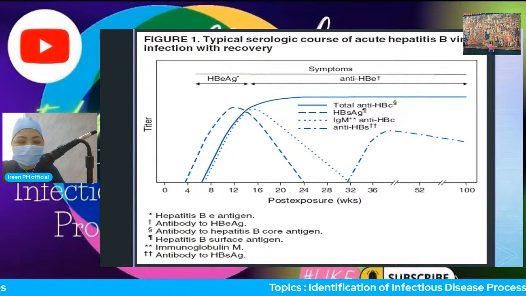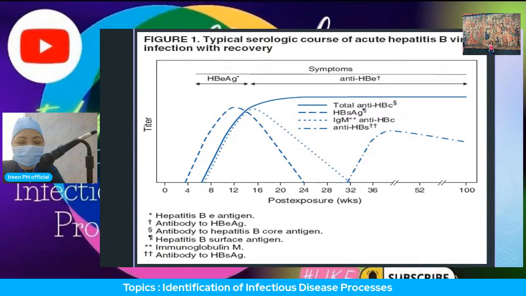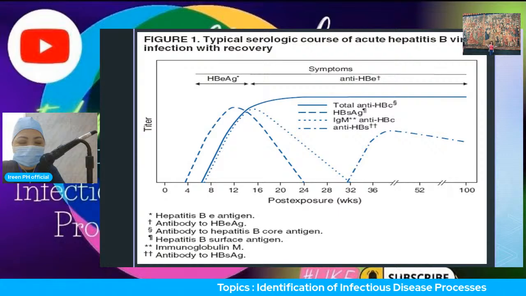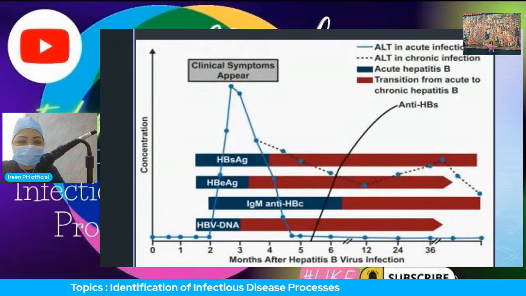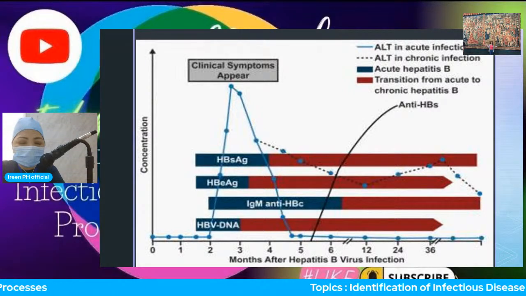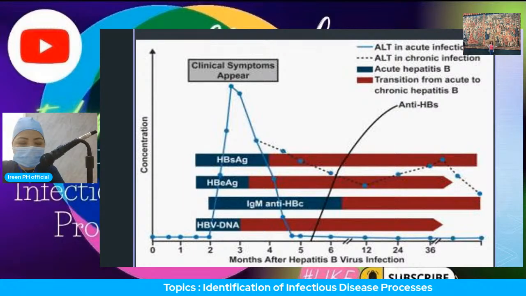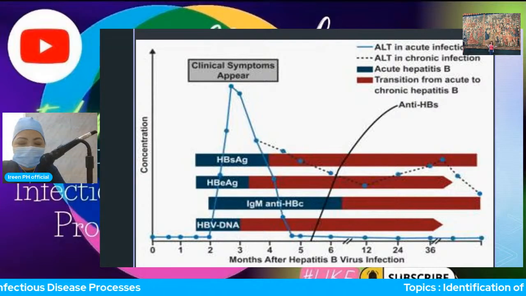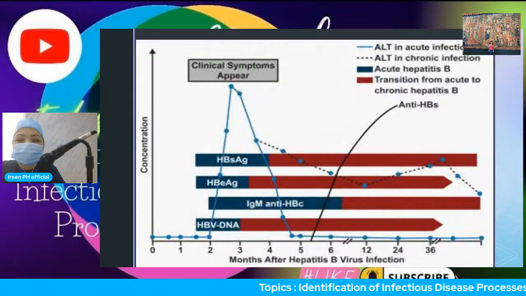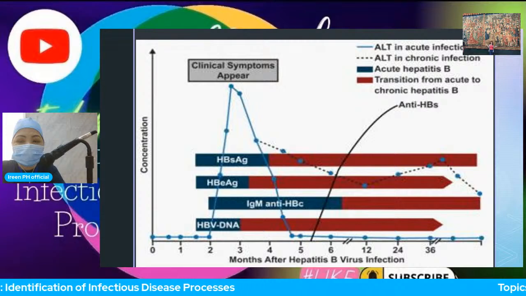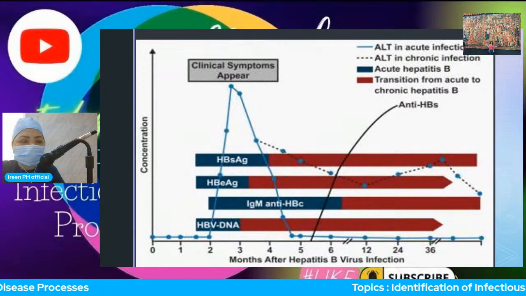The hepatitis B e antigen, antibody to HBeAg, antibody to hepatitis B core antigen, hepatitis B surface antigen, the immunoglobulin, and antibody to HBsAg. And then clinical symptoms appear. The HBsAg, the HBeAg, the IgM anti-HBc, and HBV DNA. Months after hep B virus infection, there is a pattern displayed. You can check this.